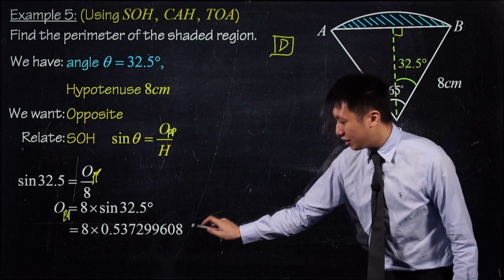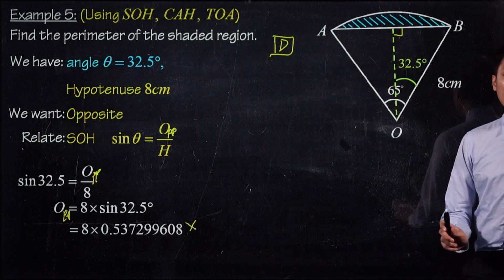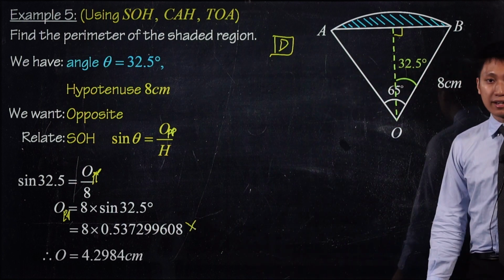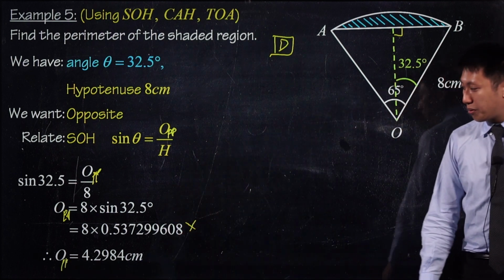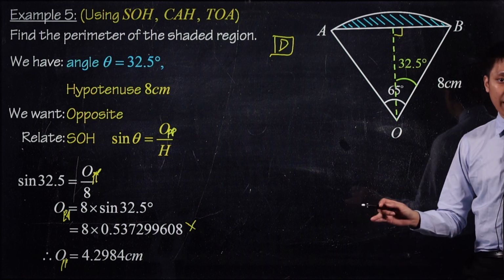Then you should get this long answer. You can skip this one. Don't write it in your exam. Directly write the last one. The opposite here is 4.2984. You chop it off there.